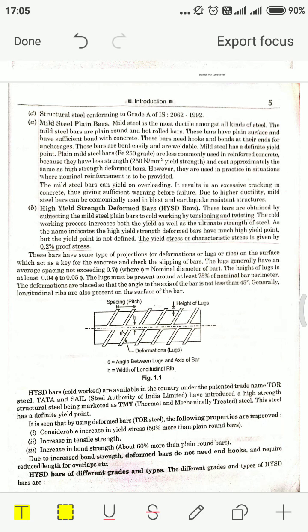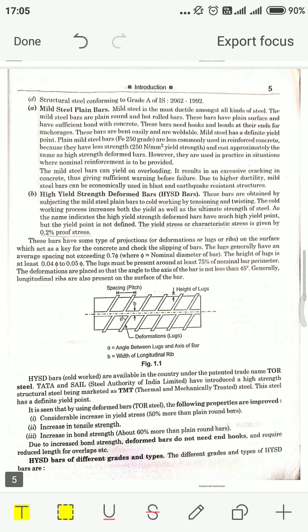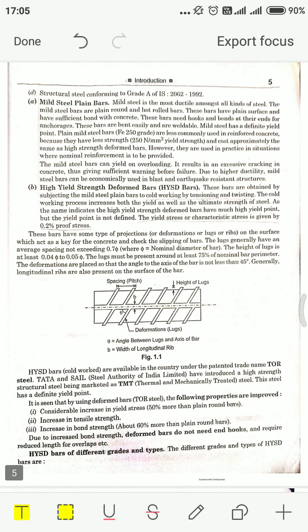However, they are used in practice in situations where nominal reinforcement is to be provided. So the next one is the high yield strength deformed bars, also known as HYSD bars. These bars also have ribs or kind of ledges over them, twisted bars.